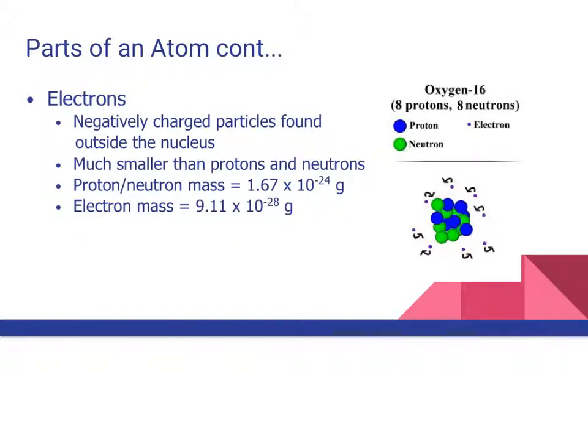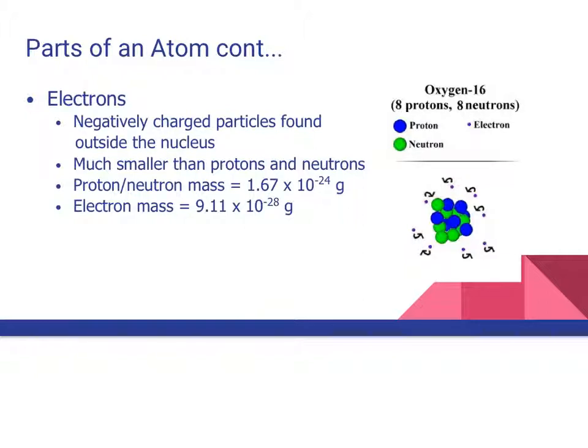Okay, finally we have the electron. The electrons are negatively charged particles found outside of the nucleus. In terms of their size, they are significantly smaller than protons and neutrons. And you don't have to know the exact mass, but you'll notice the proton and neutron mass is 1.67 times 10 to the negative 24th, whereas the electron mass is 9.11 times 10 to the negative 28th. Okay, that is about 10,000 times smaller than a proton or a neutron. So there's a significant size difference in terms of the mass and where a majority of the mass of an atom comes from.